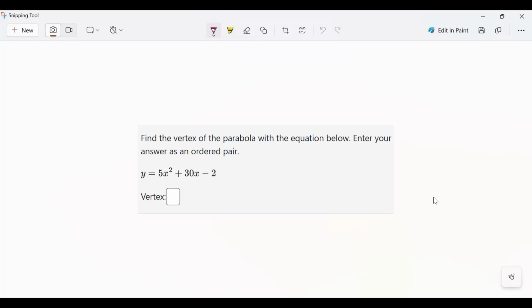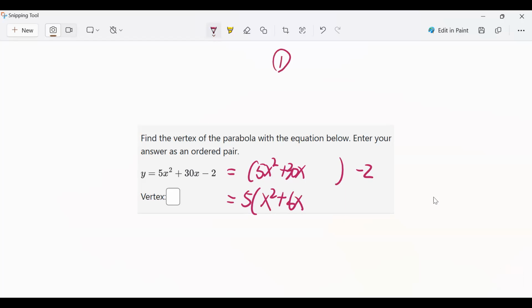Okay, let's go over the solution here. So we keep the first two terms inside the parentheses and move these outside. Now factor out the 5, so we have 5 times (x squared plus 6x). And let's find the missing number required to complete the square.